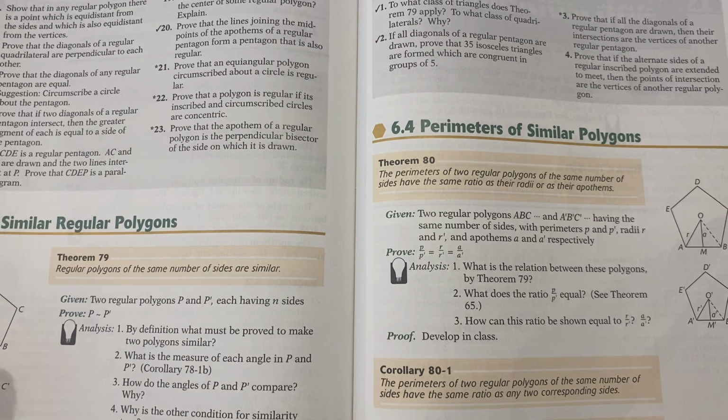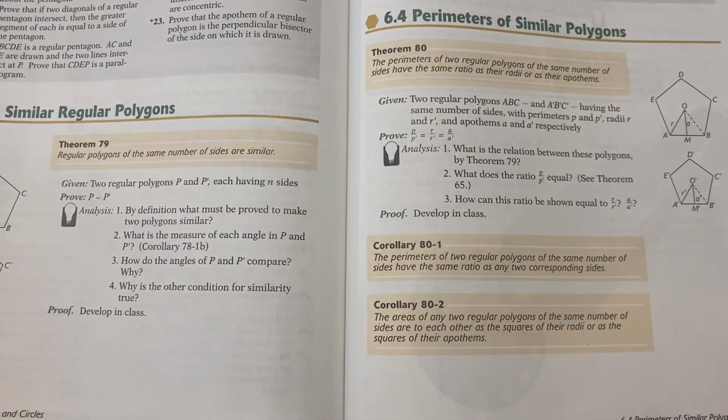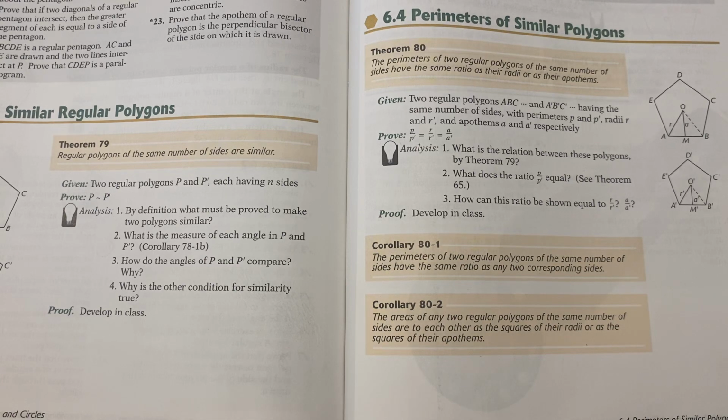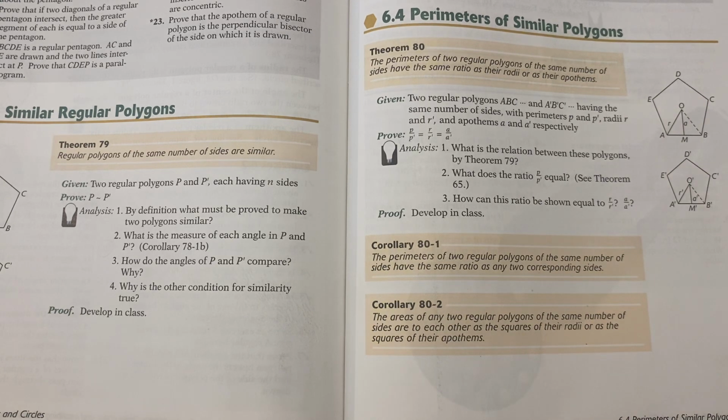Corollary 80 here says the perimeters of 2 regular polygons of the same number of sides have the same ratio as any 2 corresponding sides. So the perimeter means the distance around here, of 2 regular polygons that have the same number of sides, 5 sides, and they have the same ratio as any 2 corresponding sides. So this side is going to have the same ratio as the whole perimeter when you put their ratio together in comparison.